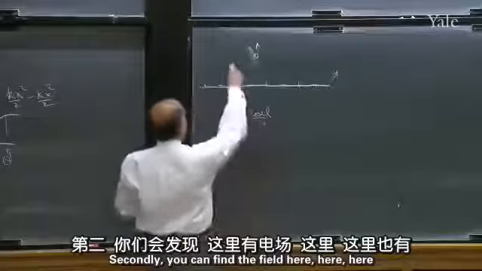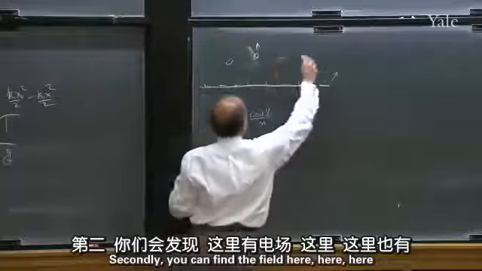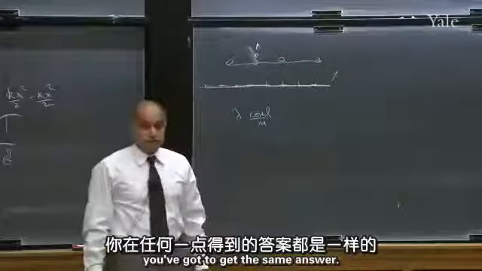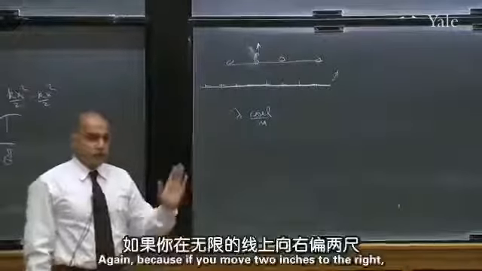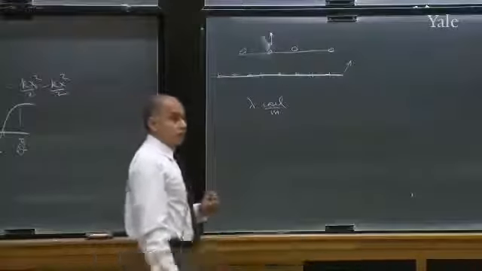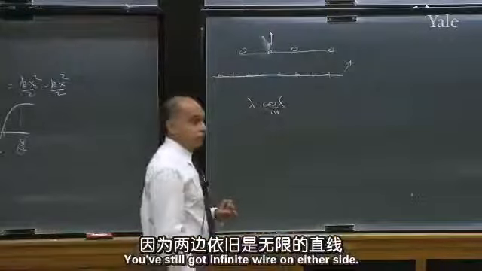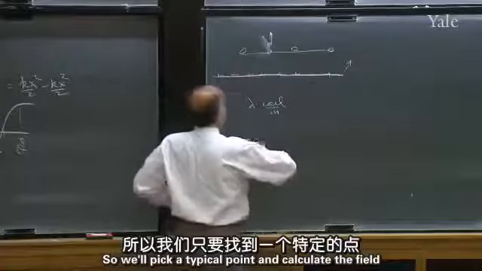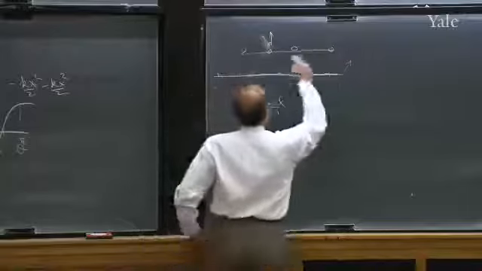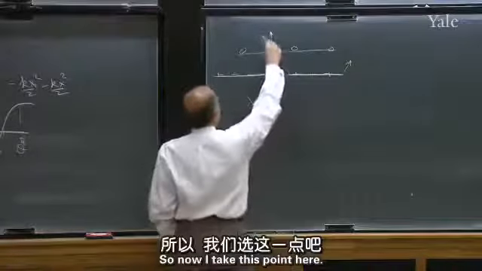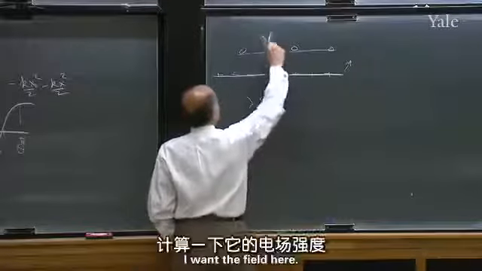Secondly, you can find the field here, here, here, or anywhere at the same distance. You've got to get the same answer. Again, because if you move 2 inches to the right, it doesn't make any difference to an infinite wire. You still have an infinite wire on either side. Okay, so we'll pick a typical point and calculate the field, and we know that answer is going to be good throughout that line. So now I take this point here. I want the field here.